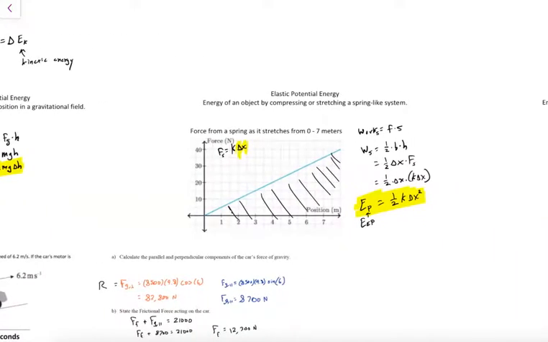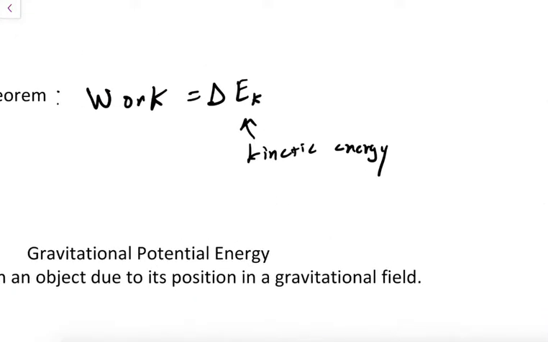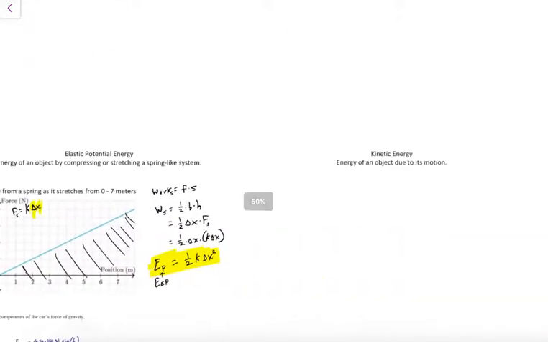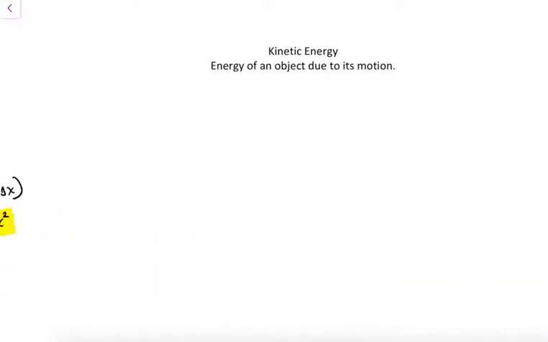Well, where does that work go? Well, like we said, it goes into kinetic energy. So let's actually identify kinetic energy. This is just the energy of an object due to its motion. This is 1/2 mv squared. Ek is equal to 1/2 mv squared. And this is the object's energy due to its motion and mass.